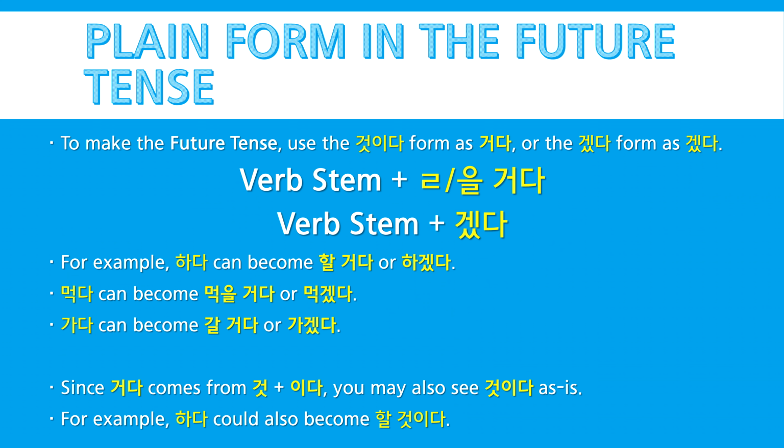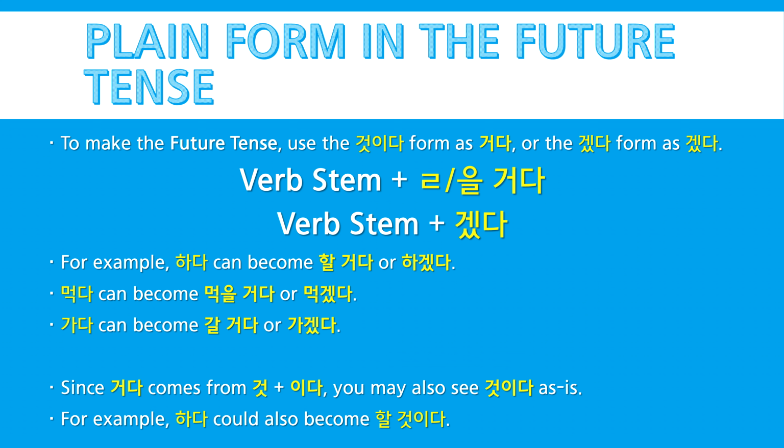You can also make the future tense using the 것이다 form as 거다, or the 겠다 form as 겠다. So here's how that works. You'll take a verb stem and attach either a ㄹ or 을 as usual, followed by 거다. Or you can take a verb stem and attach 겠다. For example, 하다 can become 할 거다, or 하겠다. And 먹다 can become 먹을 거다, or 먹겠다.